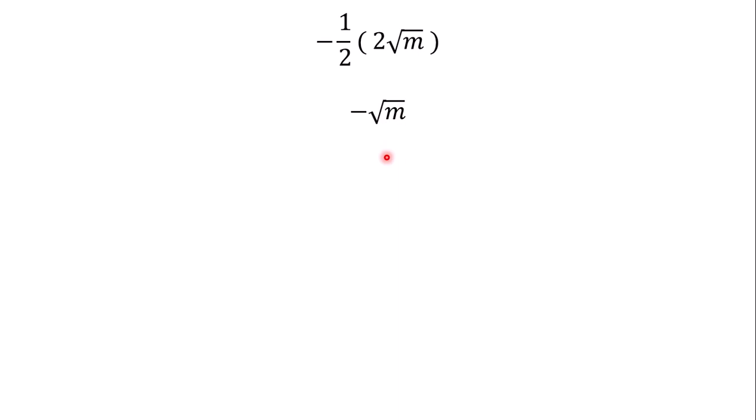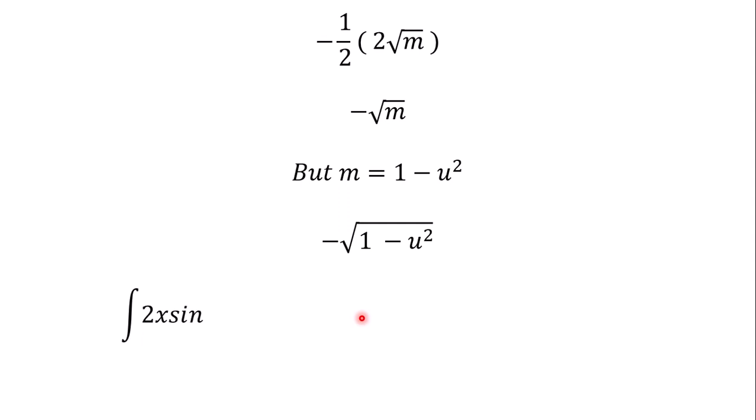But remember, we made a substitution. So we have to replace what we substituted. We know that m is equal to 1 minus u squared. So let's put this here. Good. Now we are going to put the two answers together.